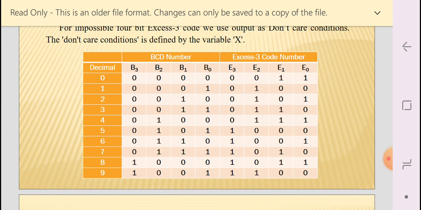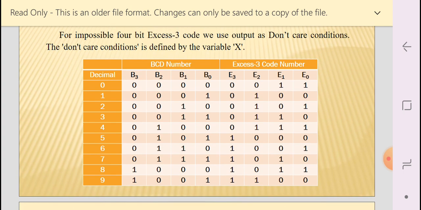Then what I am saying is that the XS3 number is just plus 3 of the binary number or BCD number. That means you have to add plus 3. So 0 plus 3 is 3. What will be the XS3 number? 0 0 1 1. Look at the first row: E3 is equal to 0, E2 is equal to 0, E1 equal to 1 and E0 equal to 1.